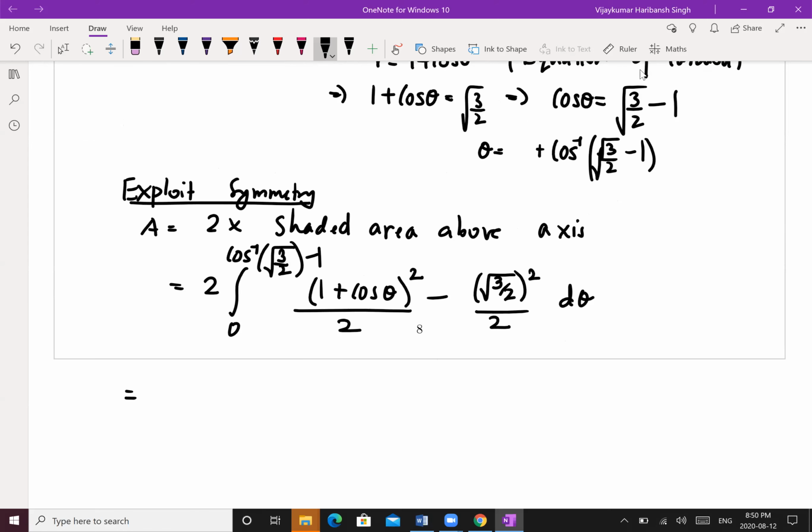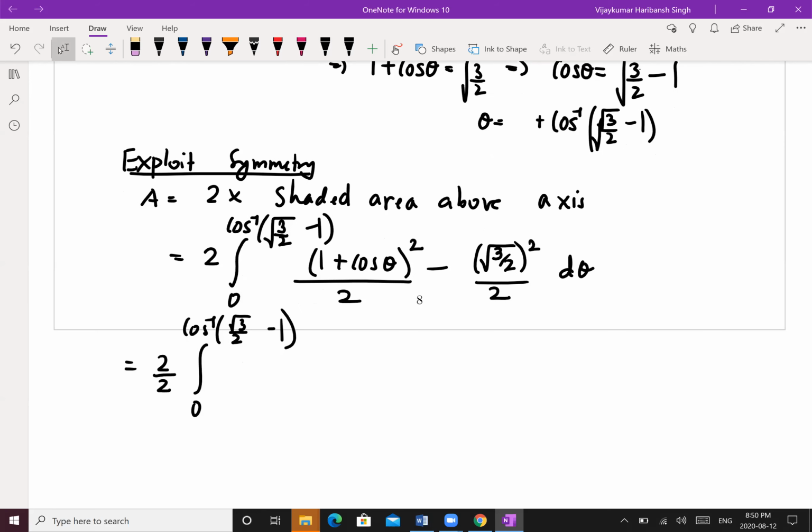So we have 2, and take the other 2 out as well. The limits are 0 to cos inverse of root 3 by 2 minus 1. So cos inverse of the whole thing, not just root 3. Let me put a bracket at the appropriate place so that it's clear. And we are looking at the positive angle here, right?